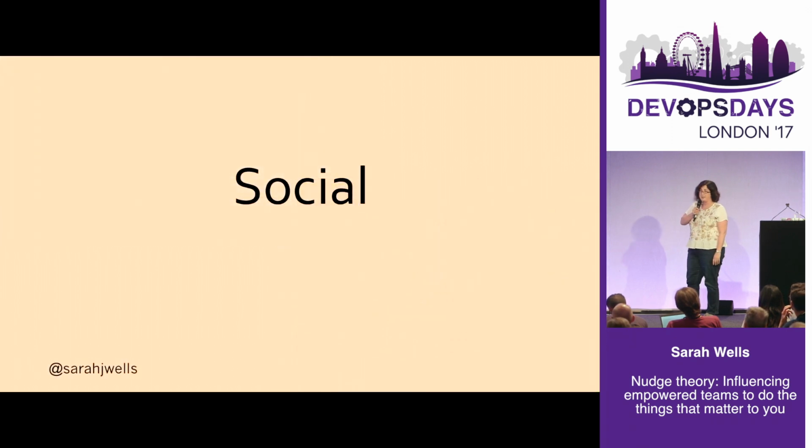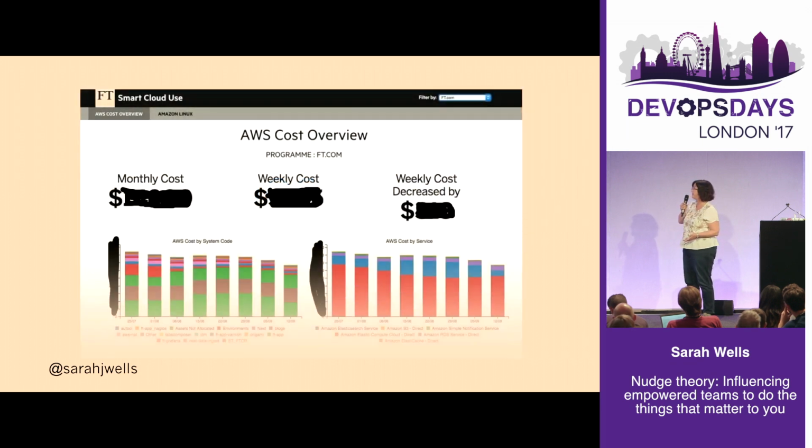So the next thing to think about is social. Look at people's reactions to what other people do. We are very influenced by our peers. If you send out a tax return letter that says 97% of people fill in their tax return on time, the recipient's much more likely to do it. As a government, that can save you vast amounts of money.